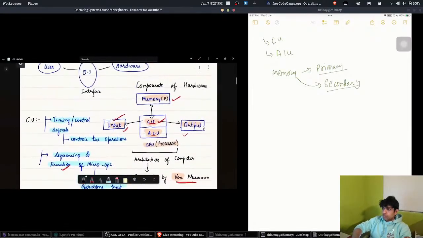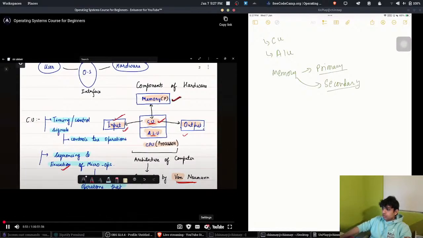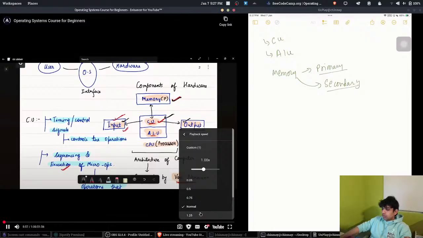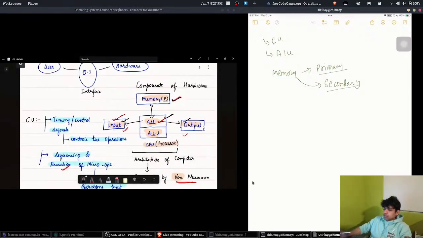So in the von Neumann architecture, we have written the three parts: memory, CPU, and input output. So which memory here am I referring to? I am referring here to primary memory. CPU accesses only primary memory. Which memory? Primary. That's why I have written P.